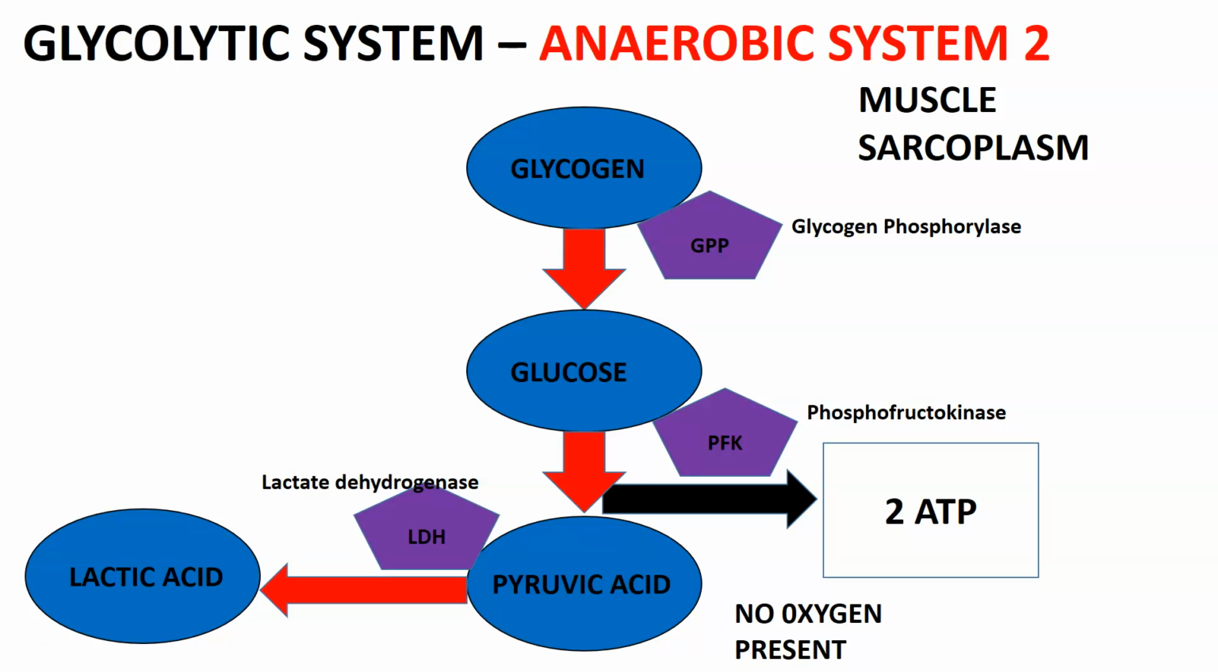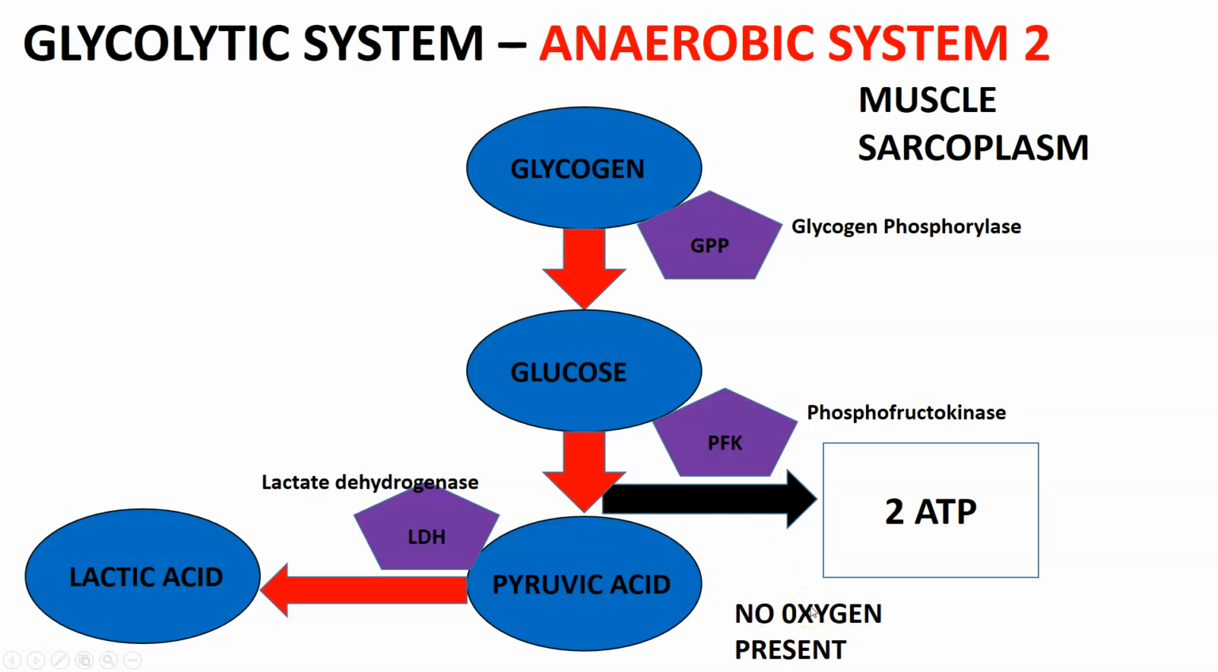Okay. So the process so far is glycogen stored in the muscle, specifically muscle sarcoplasm, is broken down by GPP to create glucose. Glucose is broken down by the enzyme PFK to create 2 ATP, and because there is no oxygen present, pyruvic acid is converted by LDH into lactic acid. This process here is known as anaerobic glycolysis because there's no oxygen present.